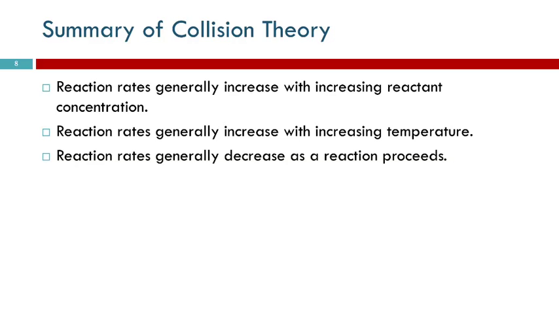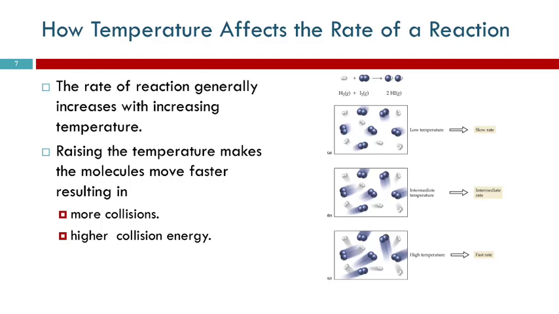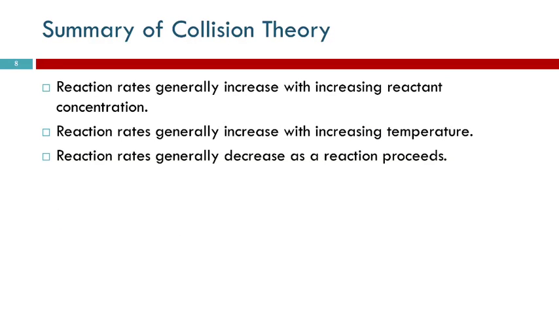Did I miss one? This last one didn't get explained. Reaction rates generally decrease as a reaction proceeds. What happens to the reactants when they react? Are they reactants anymore? They become products. So what does that do to the concentration of the reactants? It goes down, right? If the concentration goes down, what happens to the rate of reaction? It's going to go down. So as the reaction occurs, the rate will usually decrease.